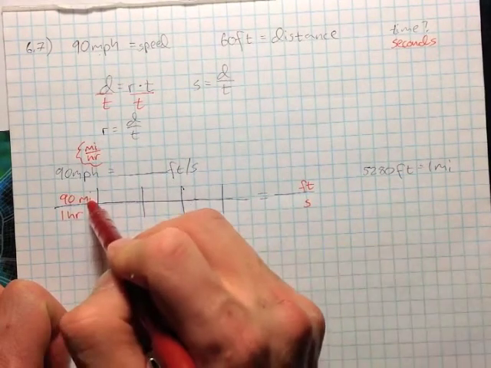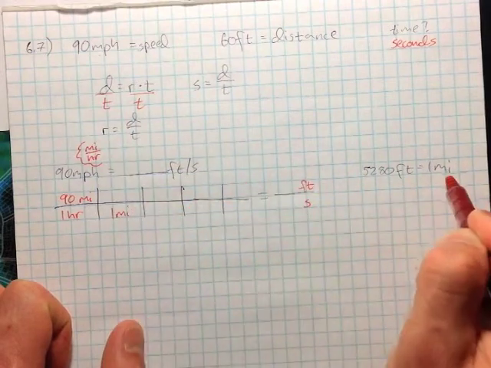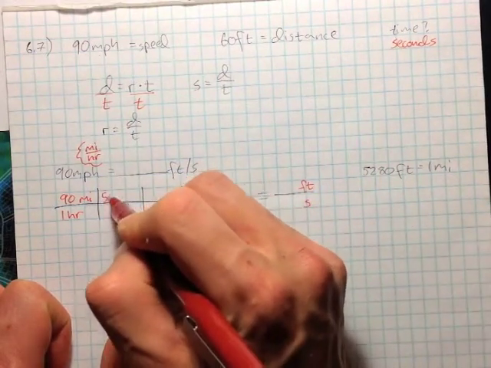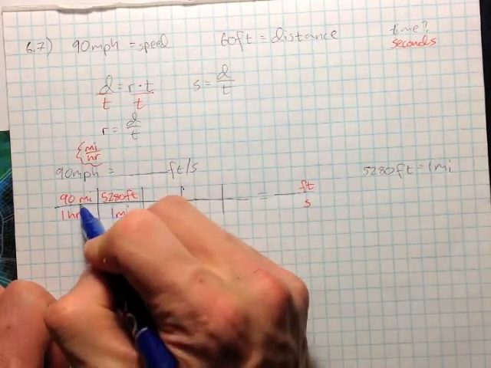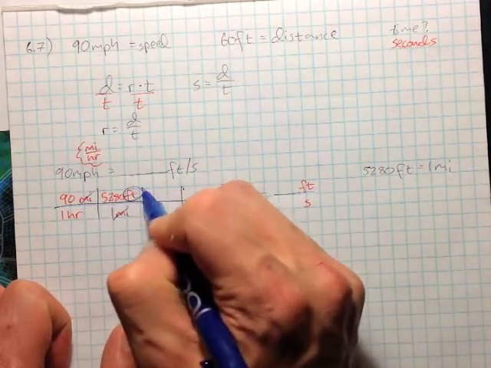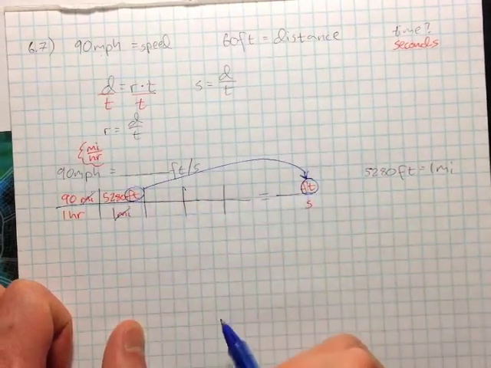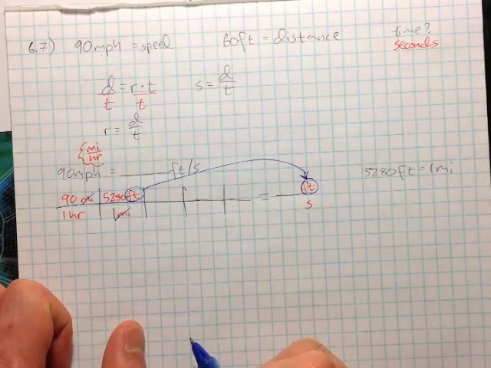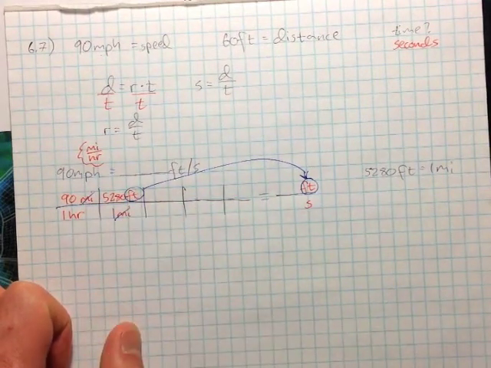So, I have miles on top, I want miles on bottom. 1 mile on bottom is going to be 5,280 feet on top. So, miles cancel out. Feet on top. Alright, I'm good. Miles have been successfully converted into feet.